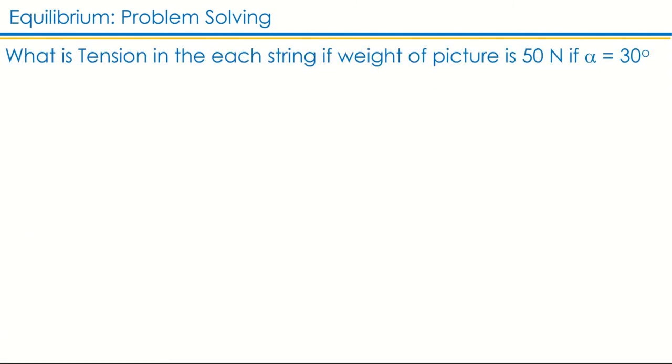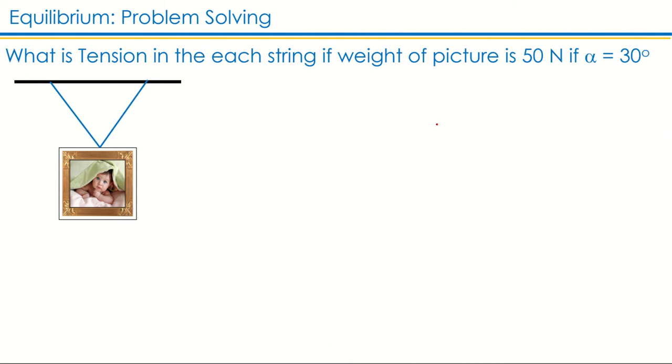Okay, the next problem. What is the tension in each string if the weight of the picture is 50 Newton? So there are three forces that act. One is the gravitational force of the earth on the picture, tension in one of the strings, tension in the other string, and alpha is the angle that the picture makes over here, that's 30 degrees.